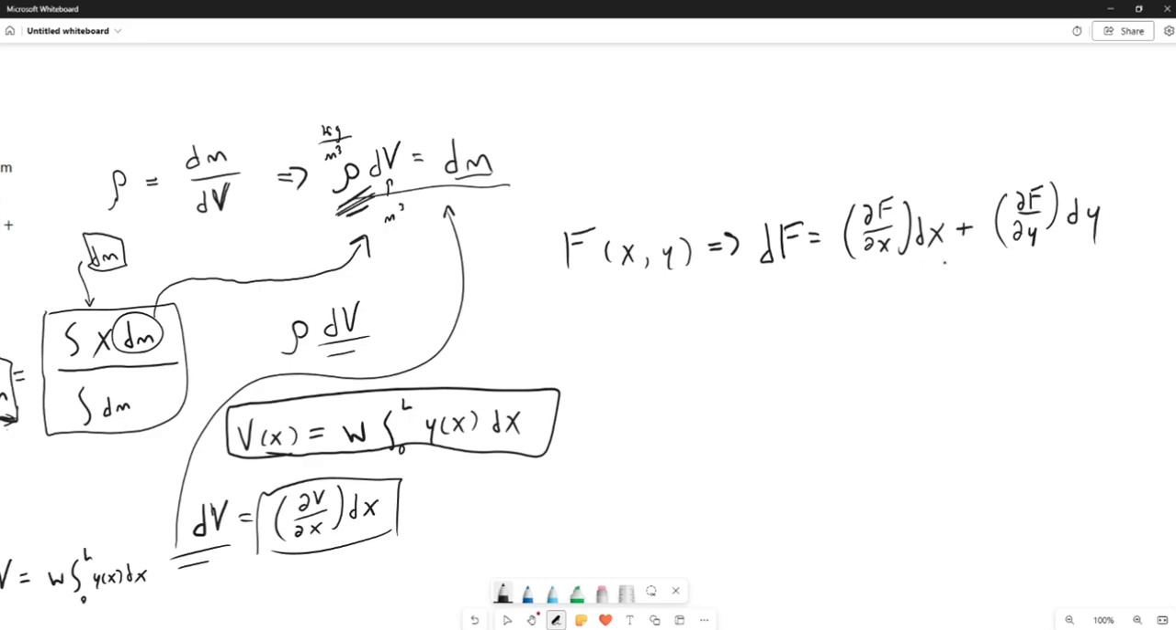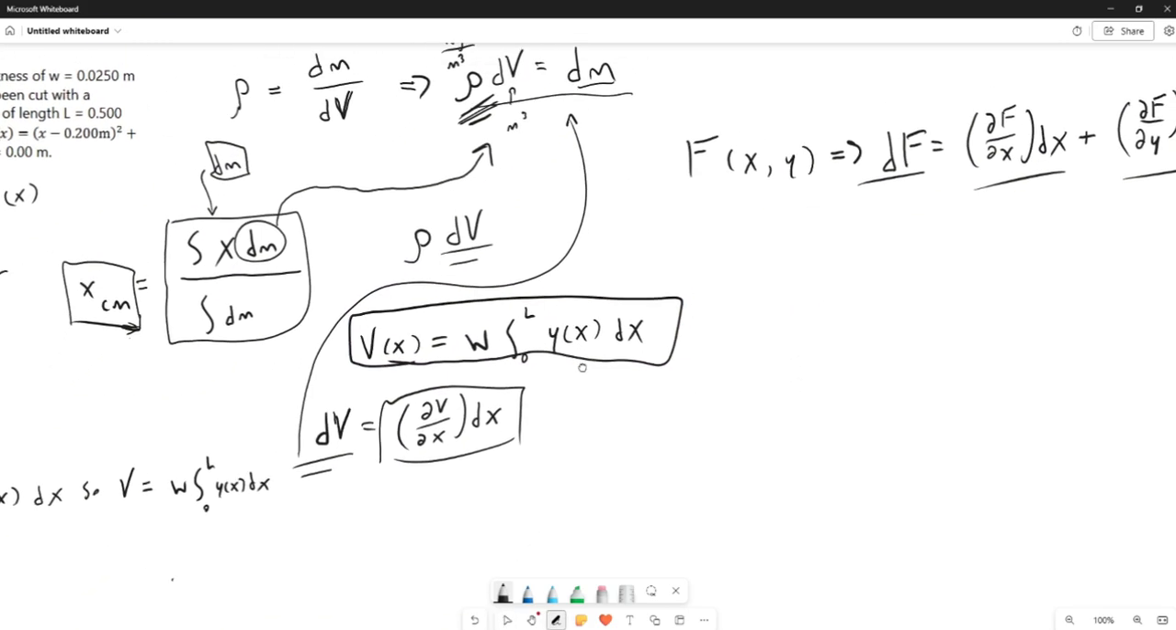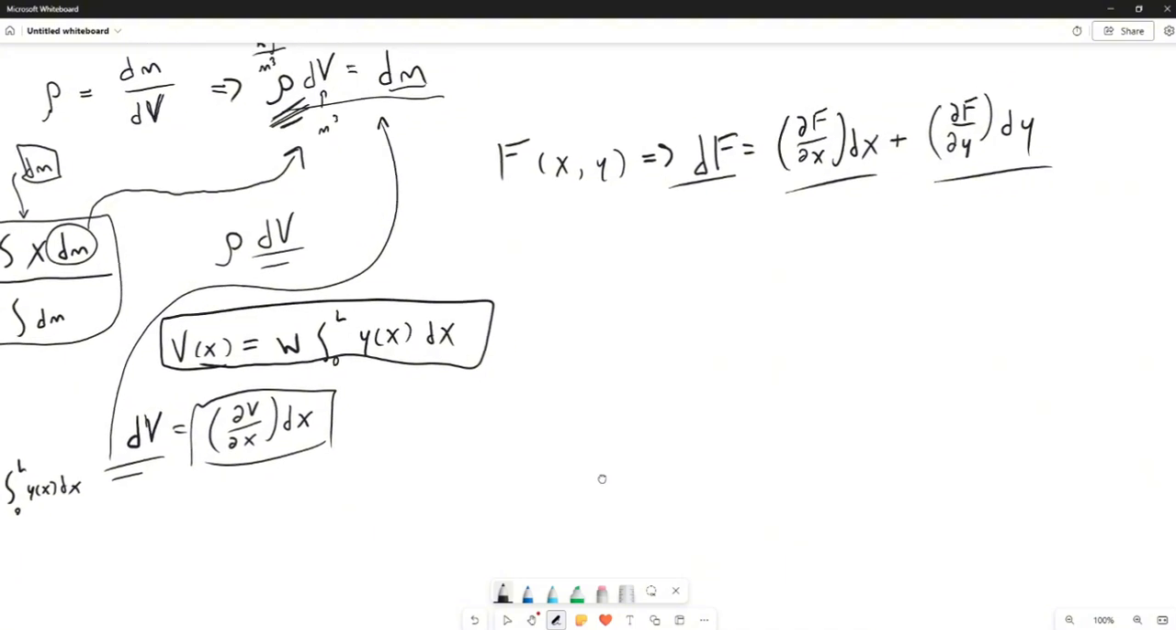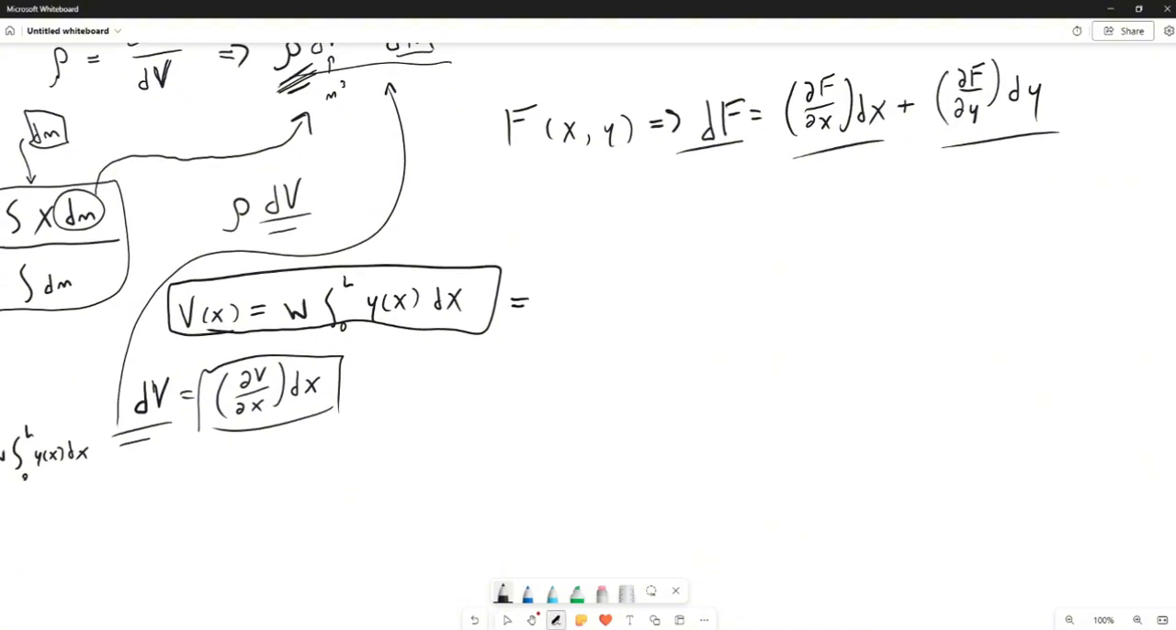So then there's two terms in your differential. In this case, our volume is just a function of x, and so there's only one partial derivative to get our differential dV. So using the definition of a differential, we will take the partial derivative with respect to x of w integral from 0 to L y of x dx, and then times dx. Okay, now we can move that partial derivative in, and w is just a number, so that will just disappear.